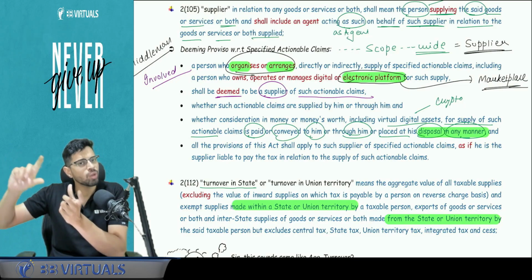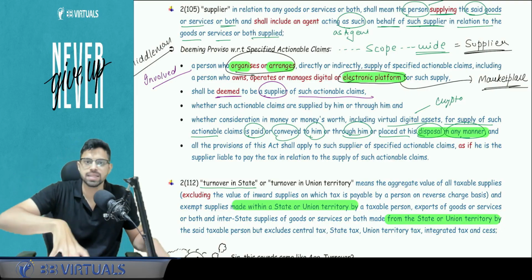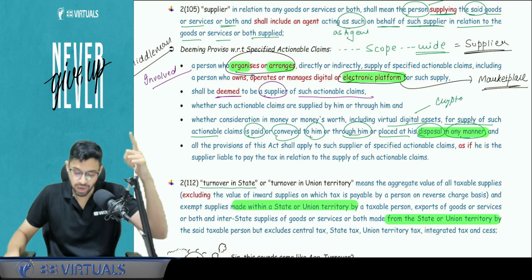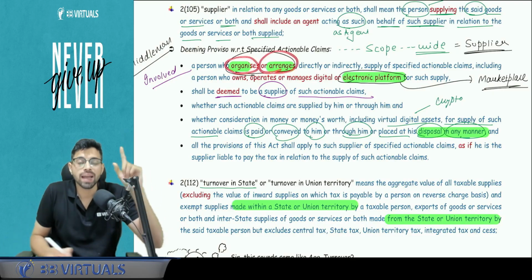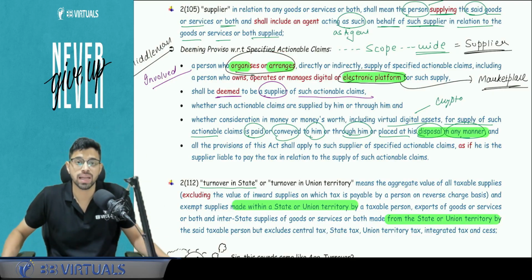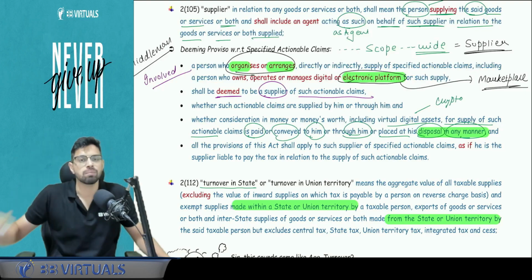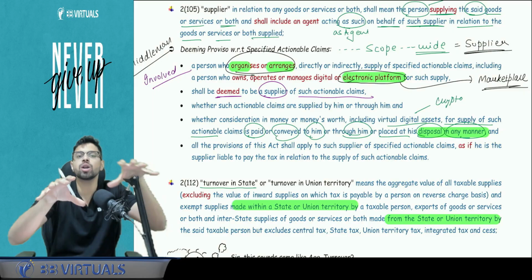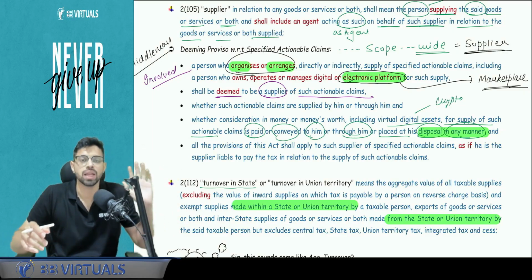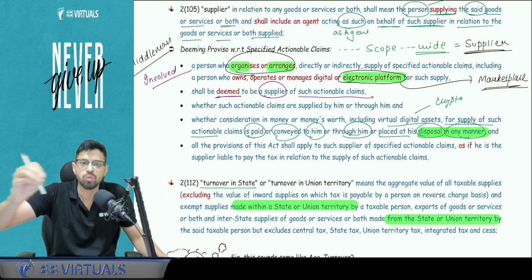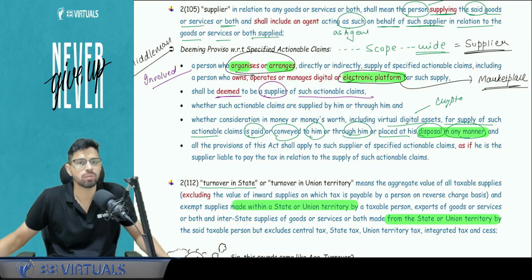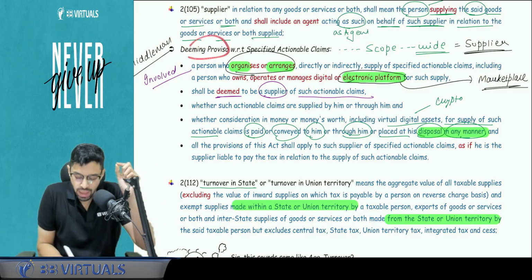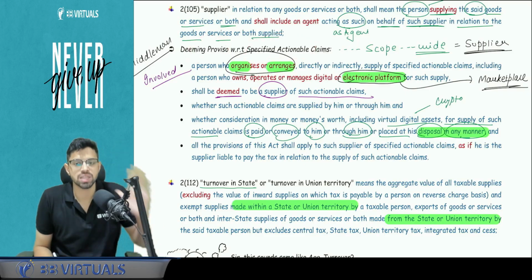So these are all the electronic platforms on which the dealing and supply of specified actionable claims happens. All those people who are managing that electronic platform, or organizing or arranging this kind of specified actionable claims, shall also be considered as supplier. They are actually not a supplier. They are someone involved in that particular arrangement of the supply, but they will be termed as supplier because the government wants to ensure that if tomorrow we are not able to identify the actual supplier or recover GST from them, we will hold these people as the suppliers and recover GST from them.